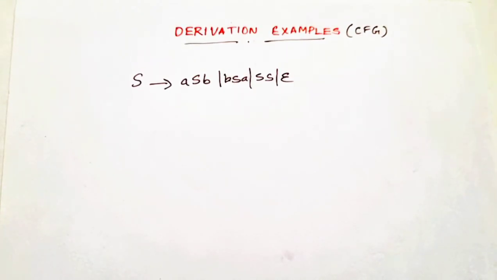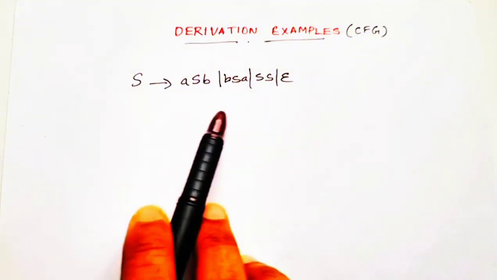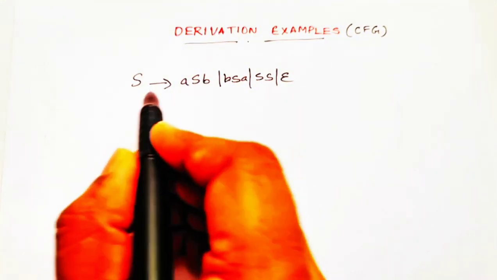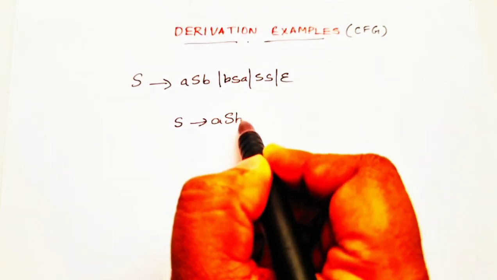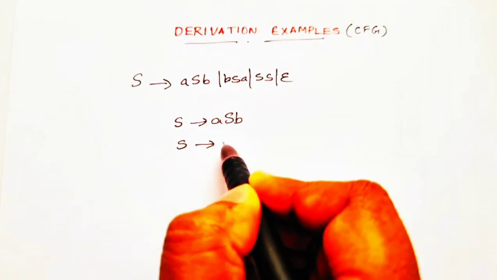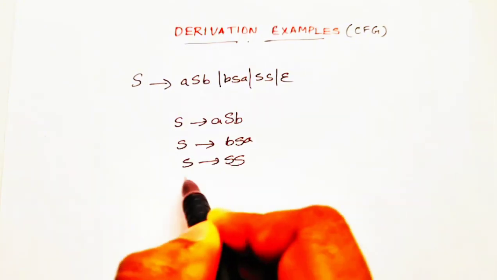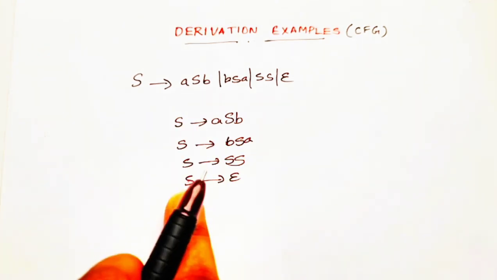In today's video, we shall see some examples for derivation from the context-free grammar. Let us consider this example. This example we have seen previously in leftmost derivation and rightmost derivation. You can rewrite this as S goes to aSb, S goes to bSa, S goes to SS, S goes to epsilon. Okay, means S is having 4 options.